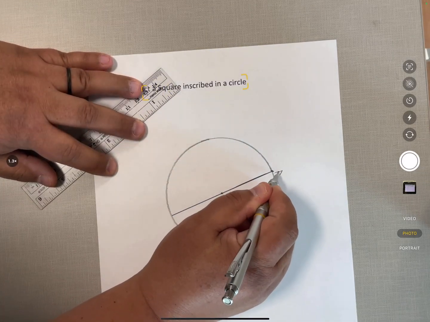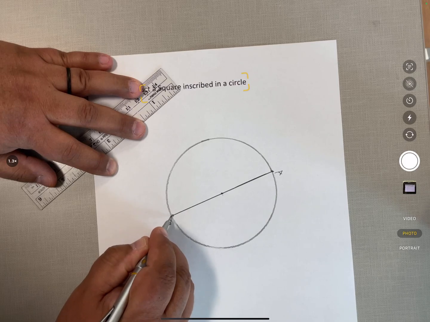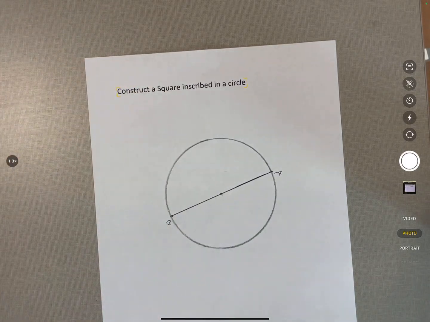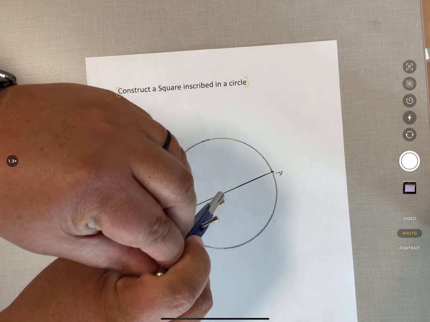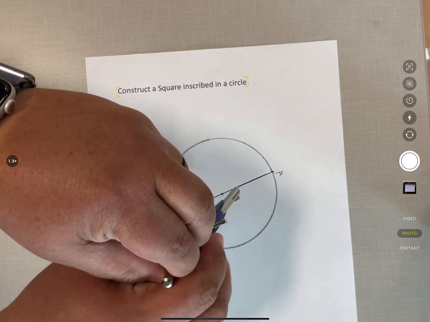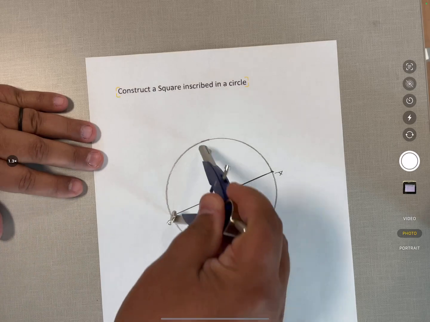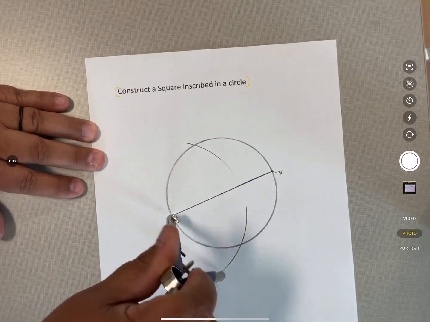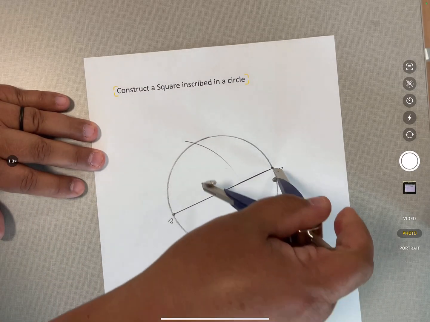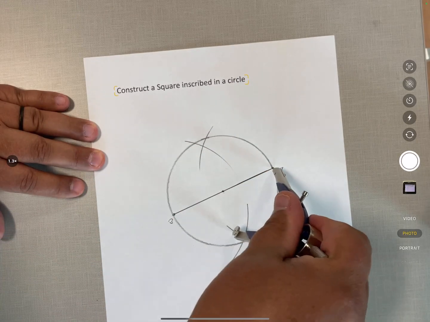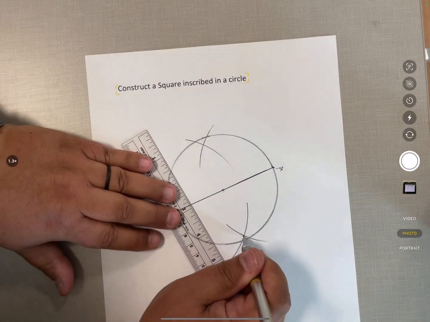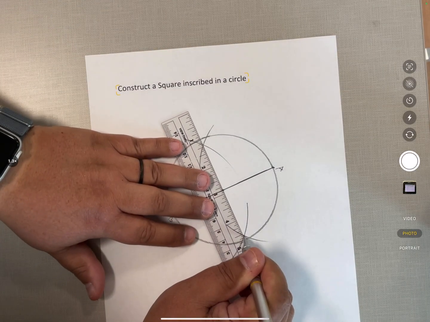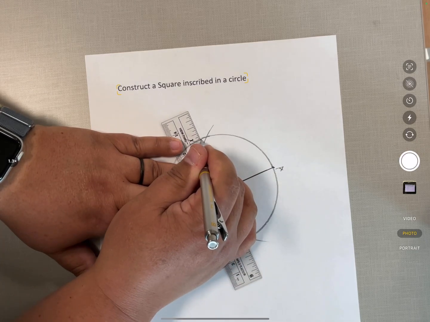We're going to call that AB. And this is one diagonal to our square. We're going to construct another one, and in order for it to be perpendicular, we are going to bisect between the two. So open more than halfway, arc above and below, preserve the distance, go to A, do the exact same thing. Connect those two dots.